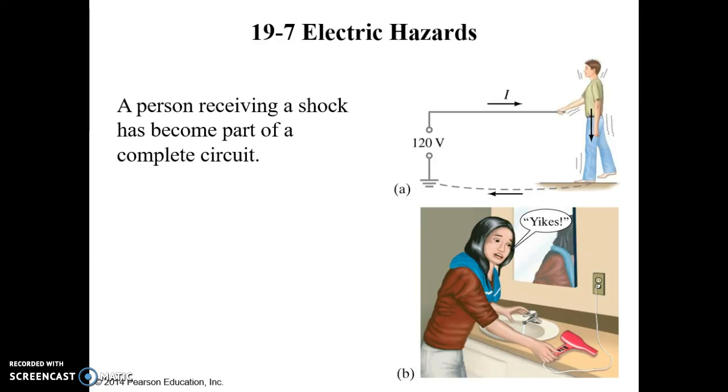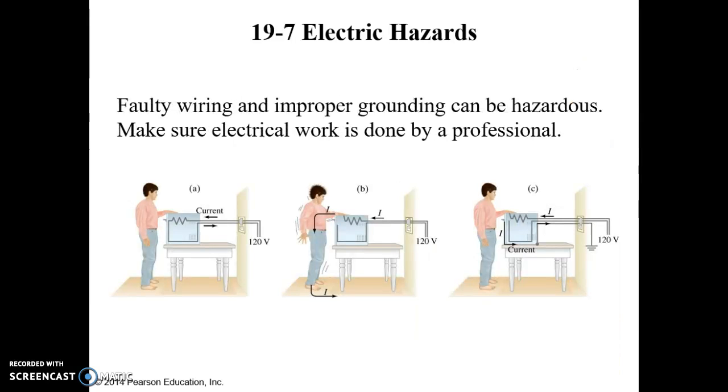A person receiving a shock has become part of a complete circuit. You physically do not want to complete the circuit, especially if the current is high. In this example, the wiring of the air conditioner broke, but since the person standing is grounded, he has completed the circuit, and now the current is flowing through him, as seen in Figure B.